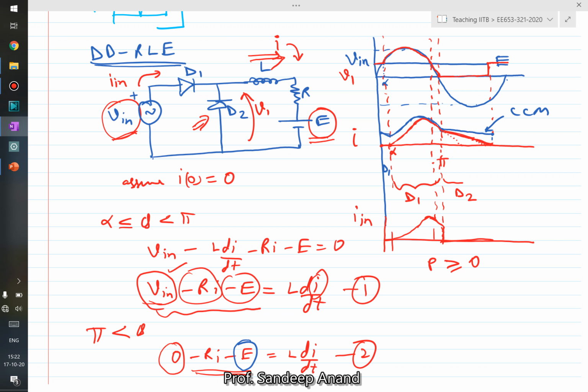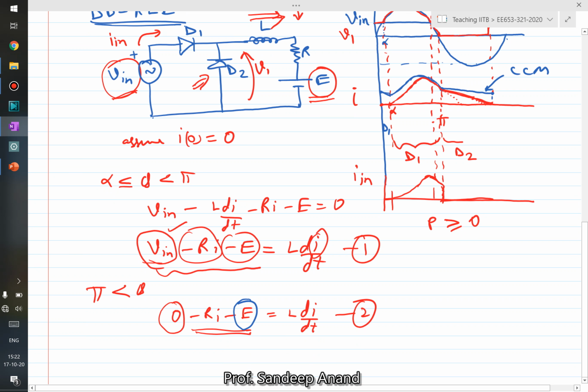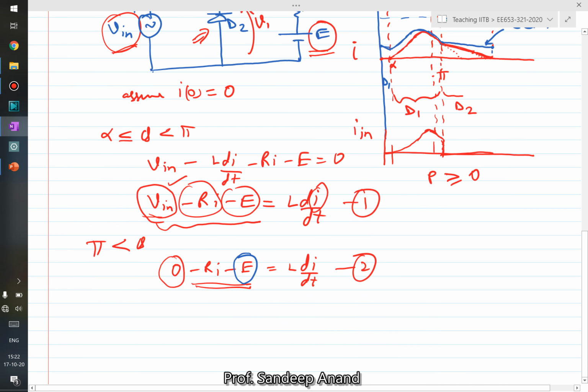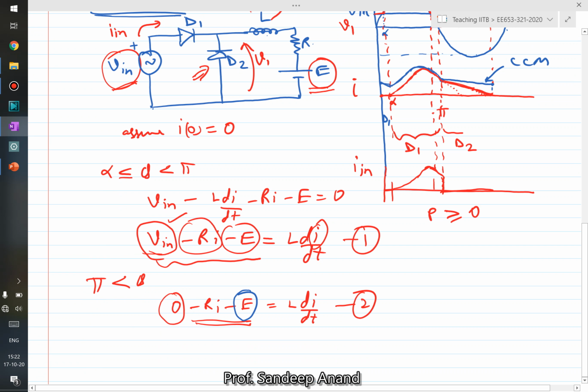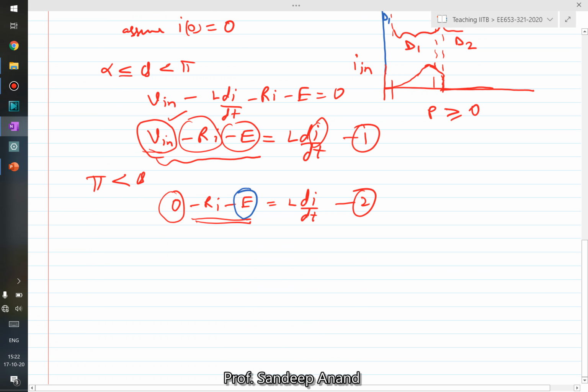Now let's say somebody asks you to calculate certain average values, right? Yes, there is a ripple and you might be asked to calculate some ripple values, but at the same time you might be asked to calculate just the average values. Average value calculation can be done in this way. Let me write the KVL equation starting from V1, inductor, resistance, and E. In general you can write V1 is equal to E plus L di by dt plus IR, right?